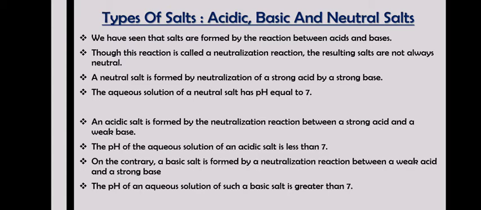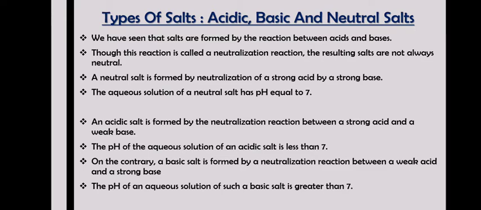Okay? A neutral salt will only be formed... what do you mean by a neutral salt? It means having no charge. For example, Na plus Cl minus. Both were plus 1 and minus 1, so they will neutralize each other and form a neutral salt. Correct? So it is only formed by the neutralization of a strong acid and a strong base. And whatever salt will be thus formed will have a pH equal to 7.